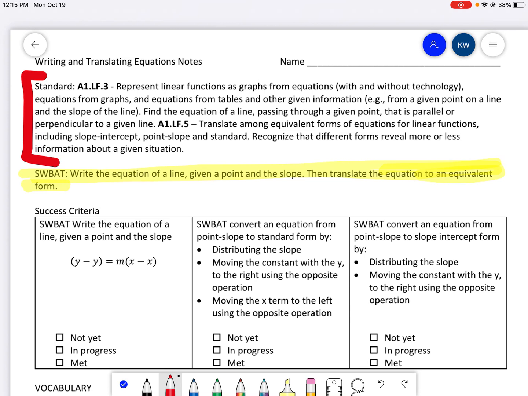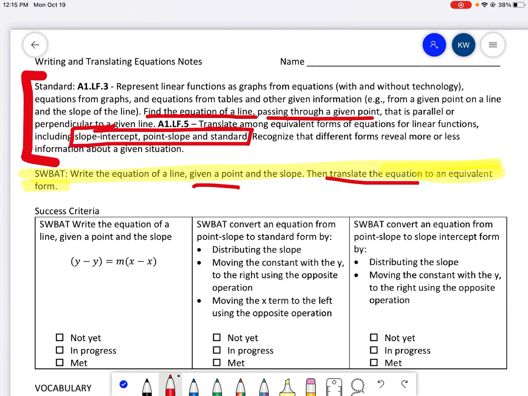What I want you to see is that everything I ask you to do is because the state has written a standard that says you need to do it. You should have underlined, find the equation of a line passing through a given point. And you should have said, oh, well, here's translate the equation. So we're going to translate, and we are specifically going to be focusing on these three forms. Recognizing that different forms reveal more or less is also what we're going to be focusing on, but just keep this in mind as we go.